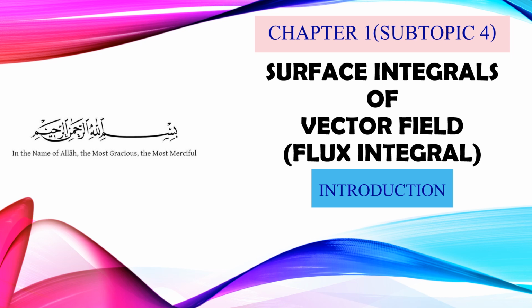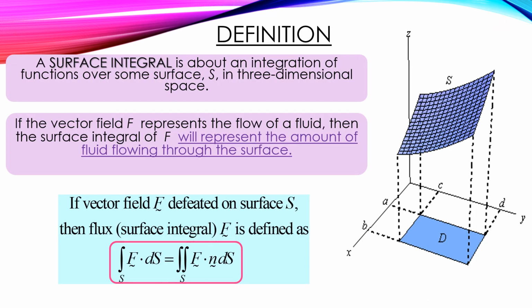Okay, so introduction. As a definition, surface integral is about an integration of a function over some surface in three-dimensional space. Basically, you're going to apply a double integral to do the surface integral. Physically, if the vector field represents the flow of a fluid, the surface integral will represent the amount of the fluid flowing through the surface. This is the physical meaning of the surface integral.